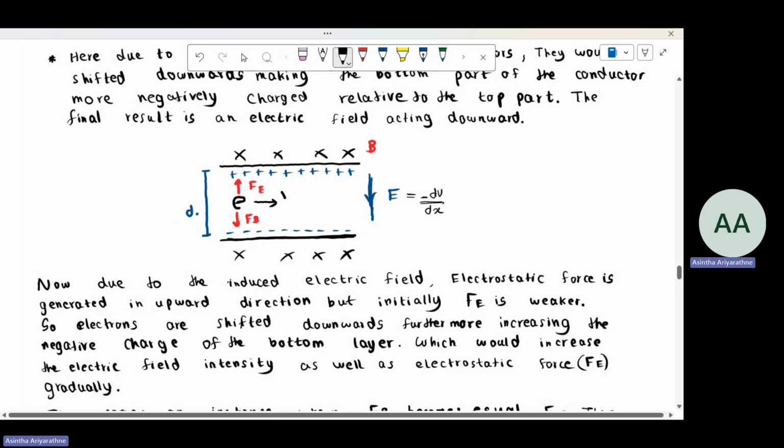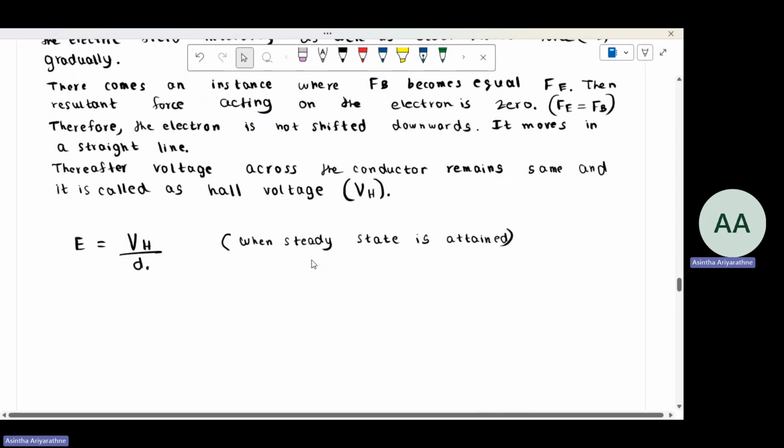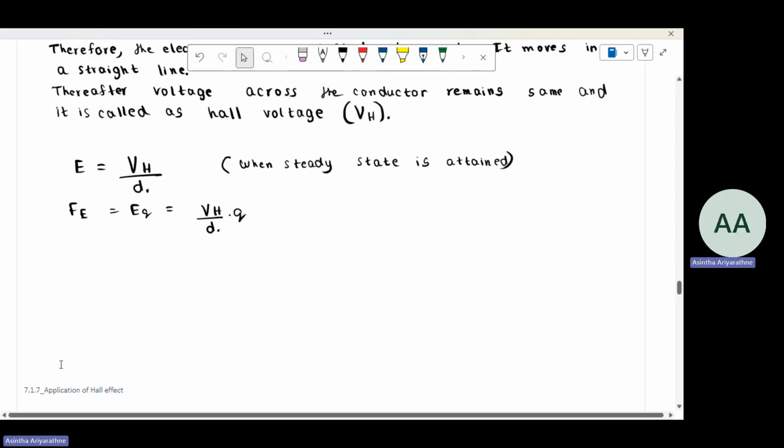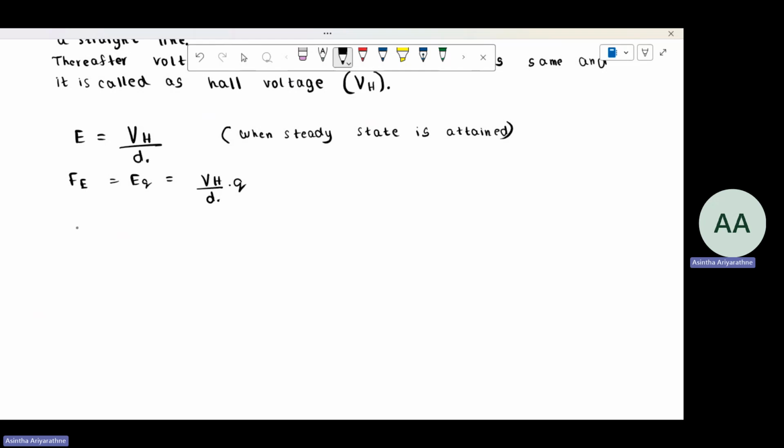Let's say the drift velocity is Vd. Then we can write the electrostatic force as qE, which is q VH over D. The magnetic force would be written as B q Vd, where Vd is the drift velocity.